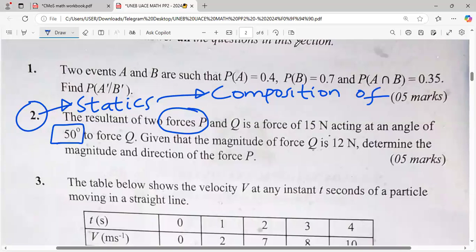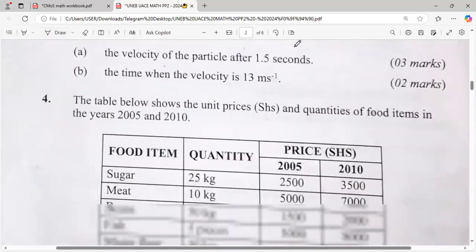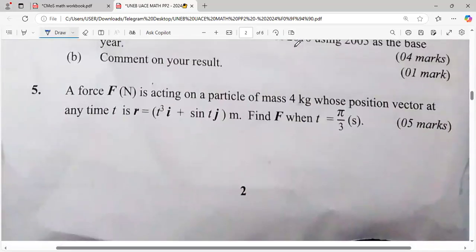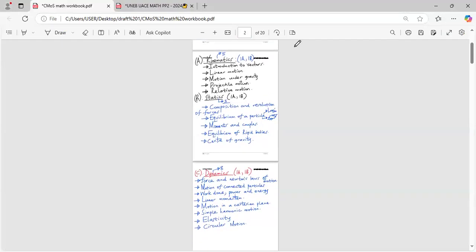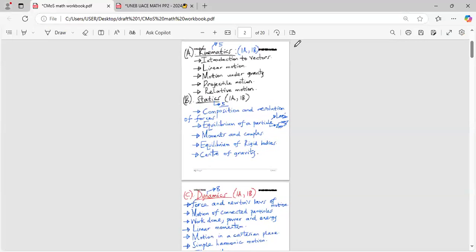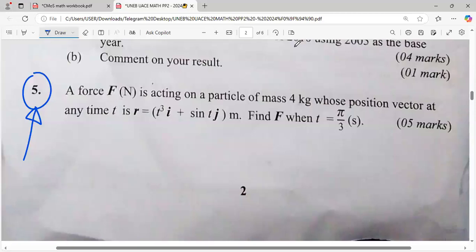Composition and resolution of forces. Then I was talking of this number 5. Now I don't know how you're going to do it. So that means you must have noted, yeah? Because that is number 5. Again, those are our branches. The other one is number 5. So I don't know which I should expose and which I should leave.